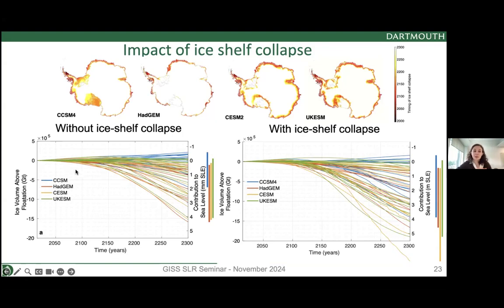And this is really just imposing ice shelf collapse based on that timeline. And then modelers are able to use that in the way they want, what they think makes most sense for their models. And so we see that adding ice shelf collapse on average adds another 1.1 meters of sea level equivalent by the end of 2300 when ice shelf collapse is added.